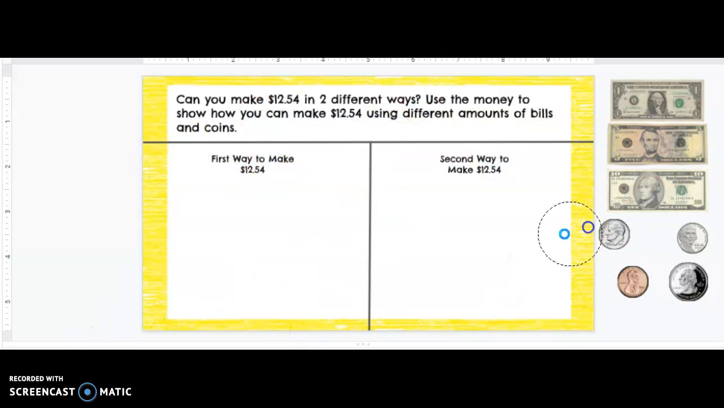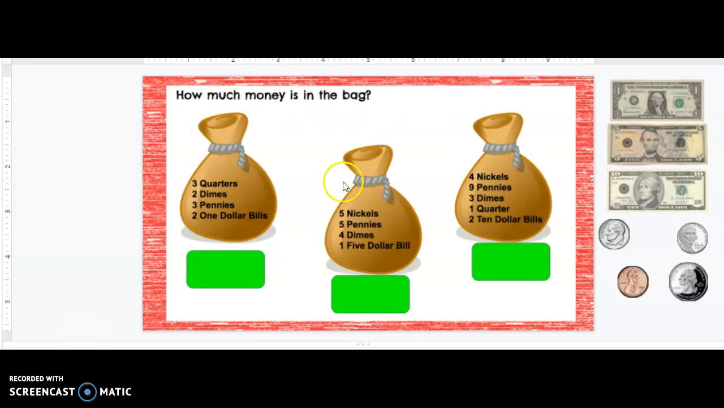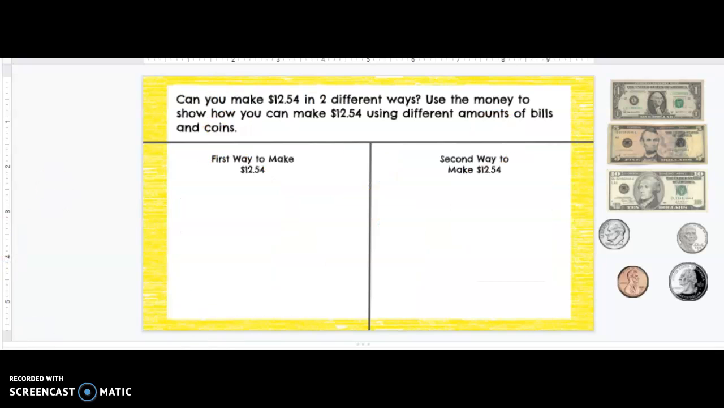Okay, this one you're going to represent your money in different ways. That's what you're going to do on this slide. And then on this next slide, you're going to tell me how much money is in the bag. And I give you some coins over here that you can use in practice, or you can draw them by yourself. So that's what you're going to do for these next 2 slides. All right.